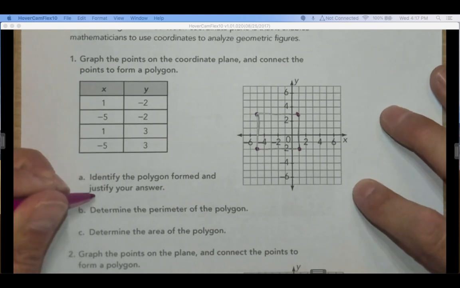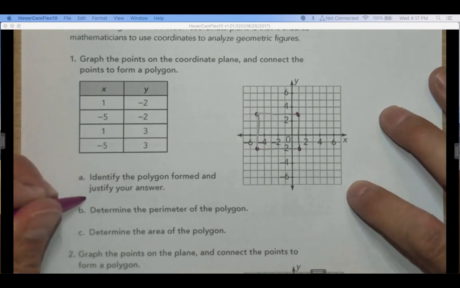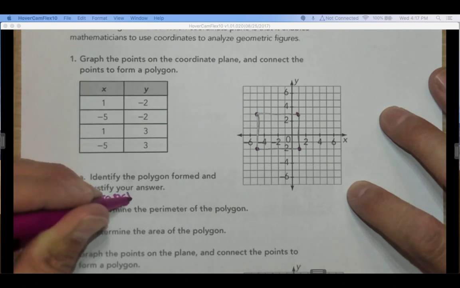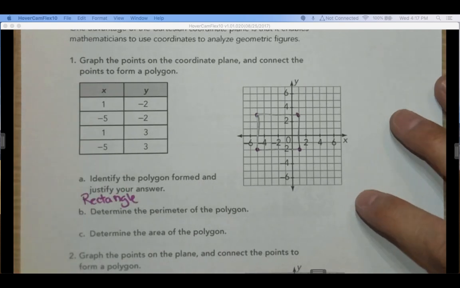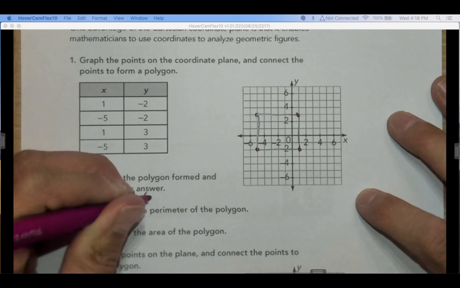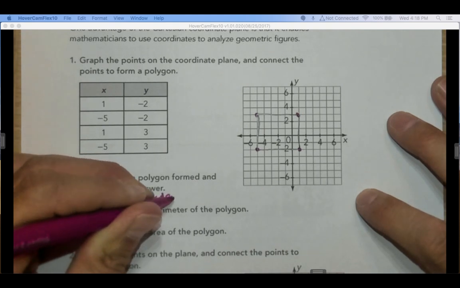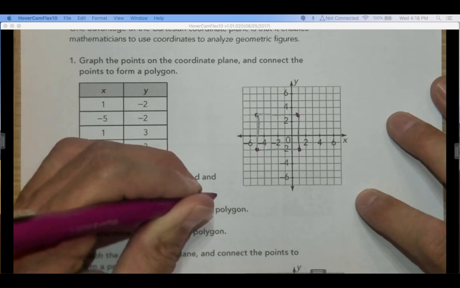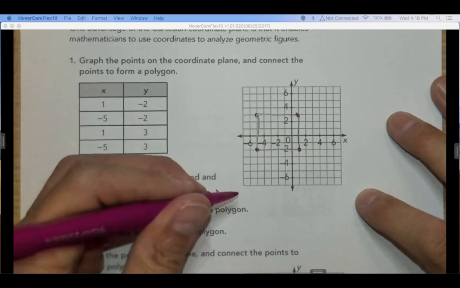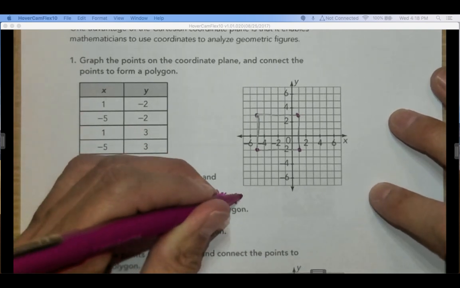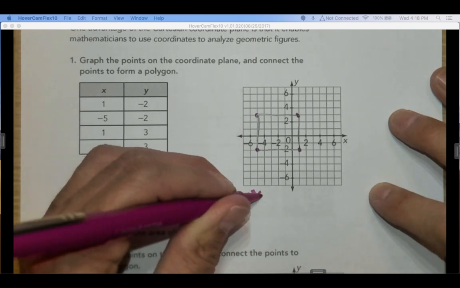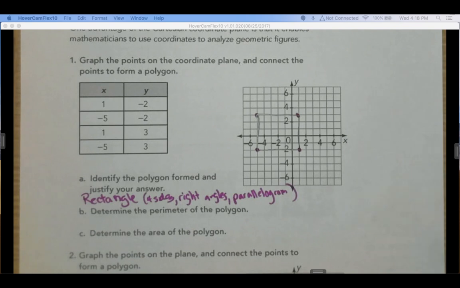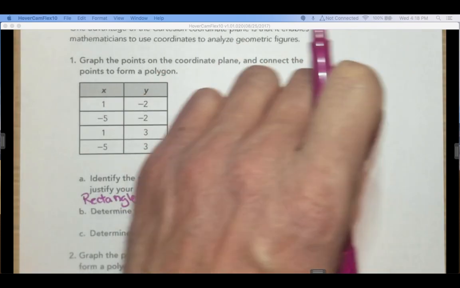Identify the polygon formed and justify your answer. That, ladies and gentlemen, should be a rectangle. Same as what we said in the warm-up. 4 sides, right angles, parallelogram, the opposite sides are never going to touch forever and ever.